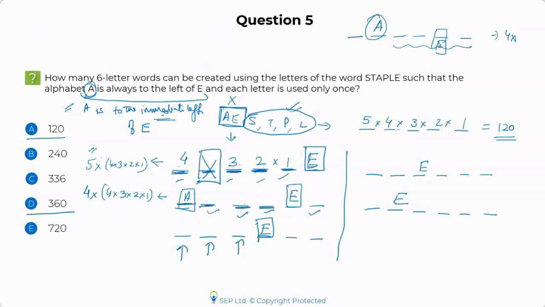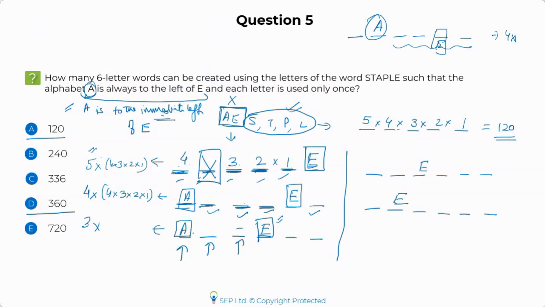Okay. So guys, think in this way. Let's look at the third case. I hope it should be clear. Once you have put E here, A should be to the left of E. So A can be here, A can be here, A can be here. So A can be placed in 3 ways. And once you place A, wherever you place it, you are blocking a space, okay?